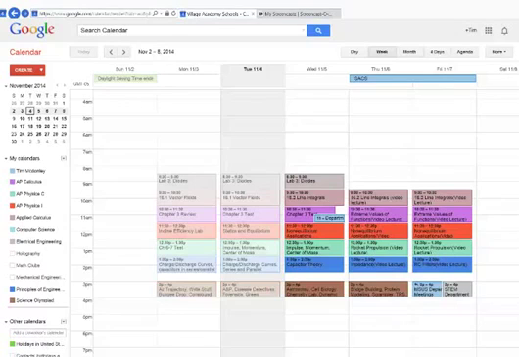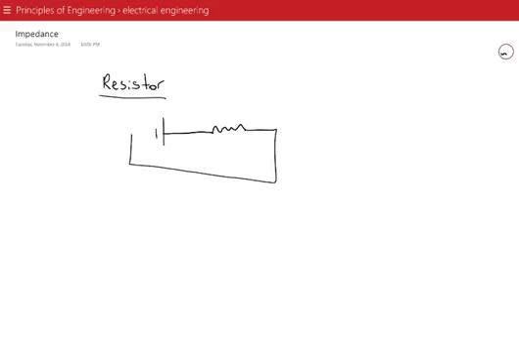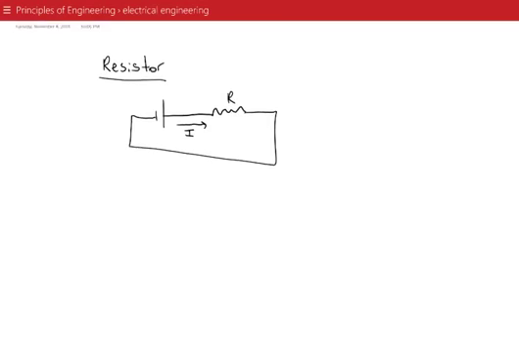Alright guys, today we're going to talk about impedance, which is a new concept that we need to start talking about because we're going to have circuits that have both resistors and capacitors. When we were talking about resistors, we said that a resistor's job was to slow the flow of current. So if I had a battery and a resistor hooked up, then the resistor would limit the amount of current that flowed through the circuit, provided resistance to the flow of charge.